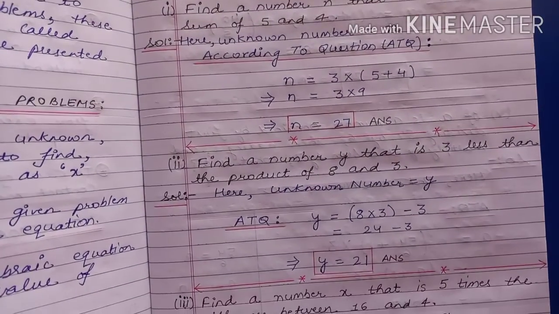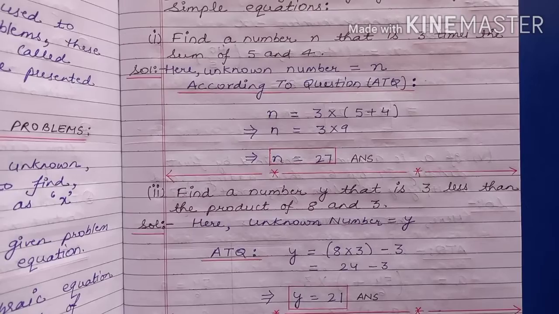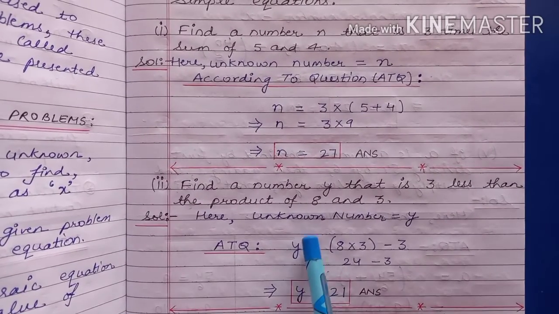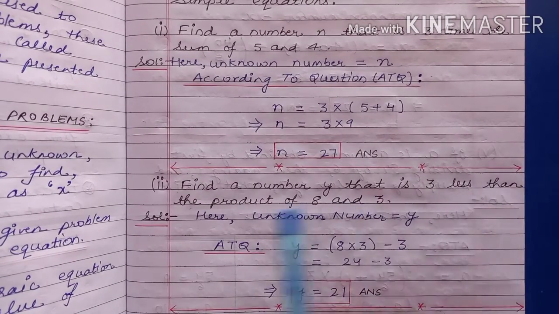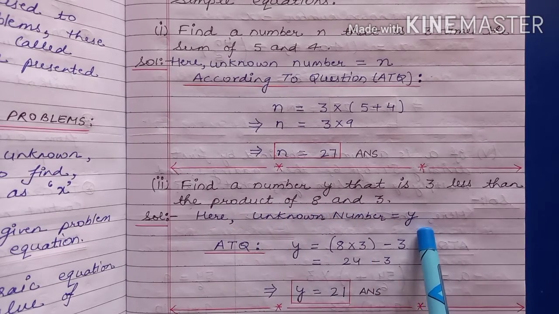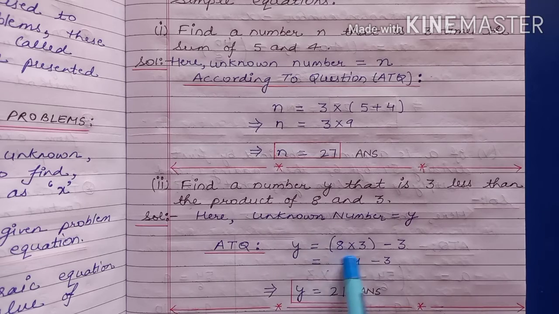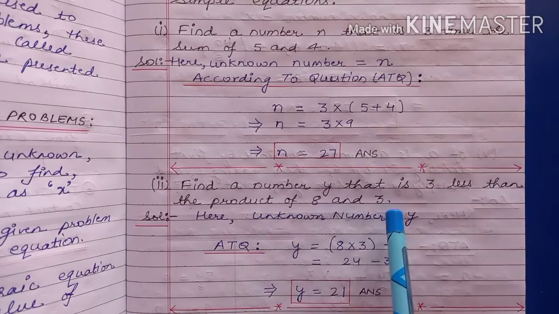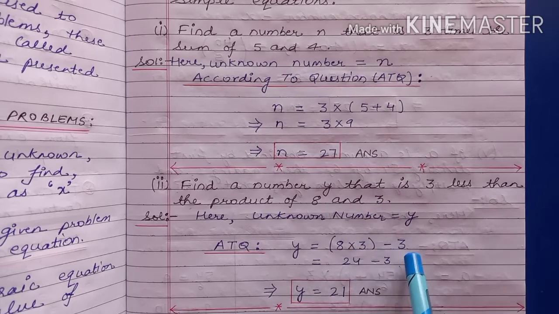Similarly, the second part of the first question is, find a number y that is 3 less than the product of 8 and 3. So here the unknown number is y, and according to question y is equal to 8 into 3 minus 3. According to question, the number y is 3 less than the product of 8 and 3. So first we find the product of 8 and 3, then we subtract 3 from it. So y is equal to 24 minus 3. So y is equal to 21.